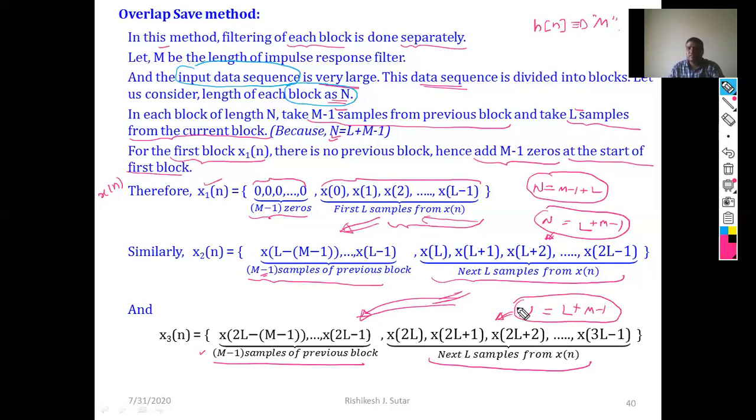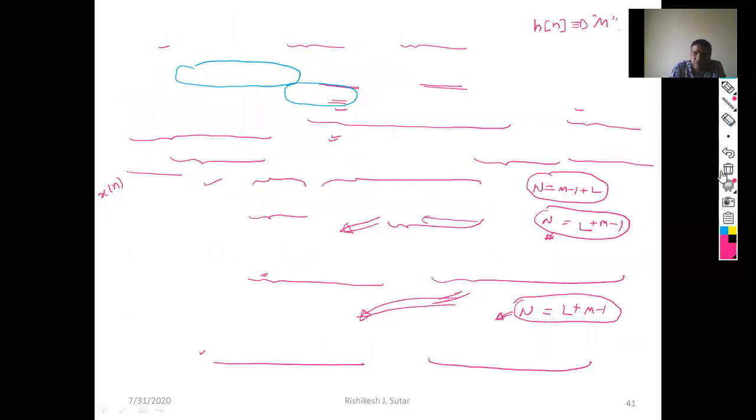So again the number of samples of x3 of n becomes capital N. Okay. So in this way you have to go on splitting the input sequence and you have to add the M minus 1 samples from the previous block. Okay. So let us go further now and so on. So in this way I have to do it till the end of my x of n. Okay. So let us go further.